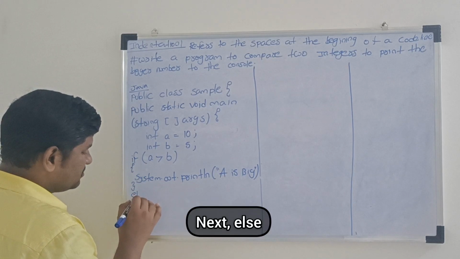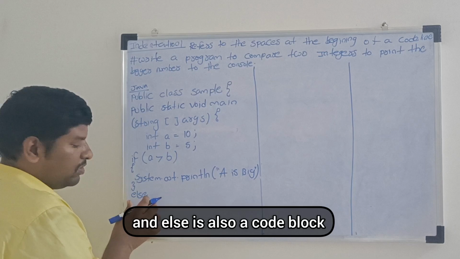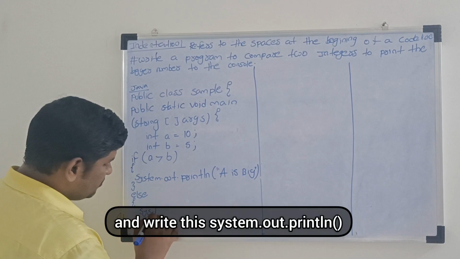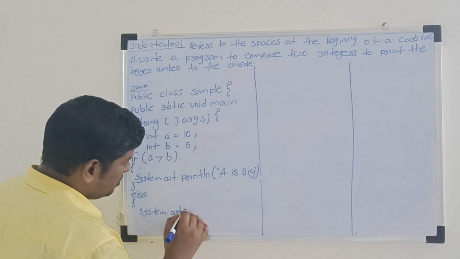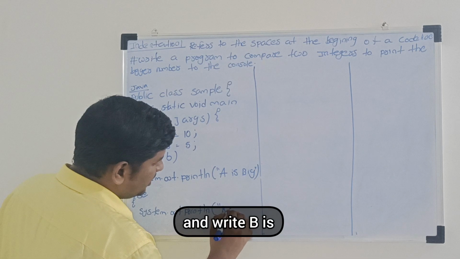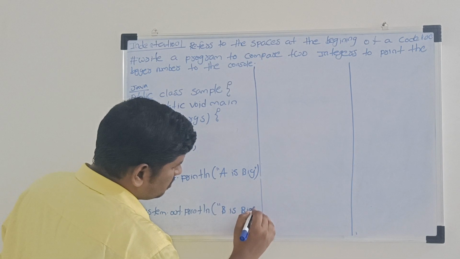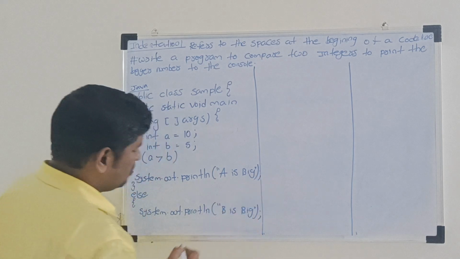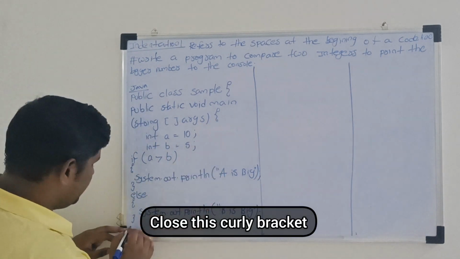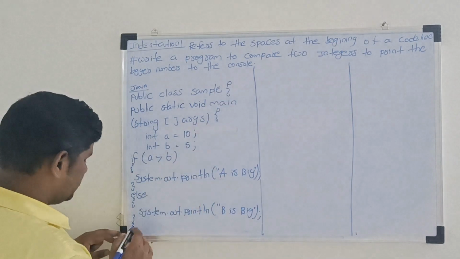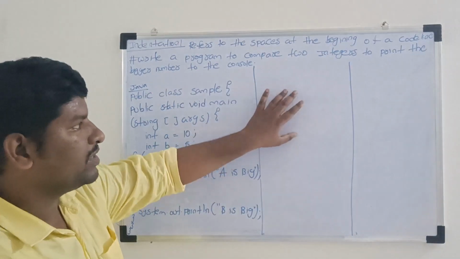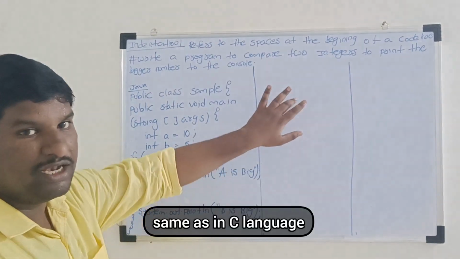Next, else is also a code block. So opening this curly bracket and write System.out.println, b is big. And close this curly bracket and then close this curly bracket. Okay, so next similarly we write the same in C language.